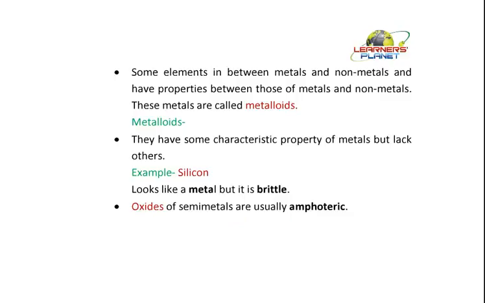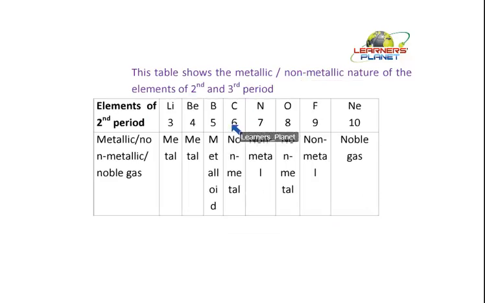Now students, oxides of metals are basic in nature, whereas the oxides of non-metals are acidic in nature. But oxides of semi-metals are usually amphoteric. Now let's take up the elements of the second period. Lithium is a metal, beryllium is a metal, boron is a metalloid, carbon is a non-metal, nitrogen non-metal, oxygen non-metal, fluorine non-metal, but neon is a noble gas.